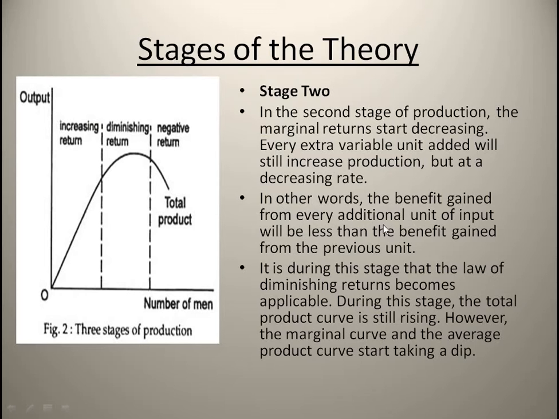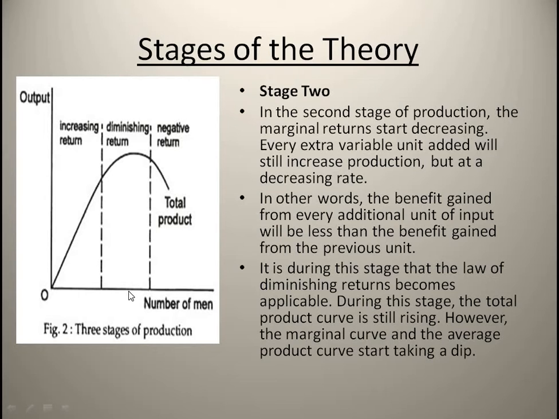In other words, the benefit gained from every additional unit of input will be less than the benefit gained from the previous unit. For example, at the 8th unit, you might be getting 60 units of output, but at the 9th unit you will receive a lesser or negative return than the previous unit. In this stage, the law of diminishing returns becomes applicable. During this stage, the total product curve is still rising. It tends to rise, but it will start taking a dip after this.